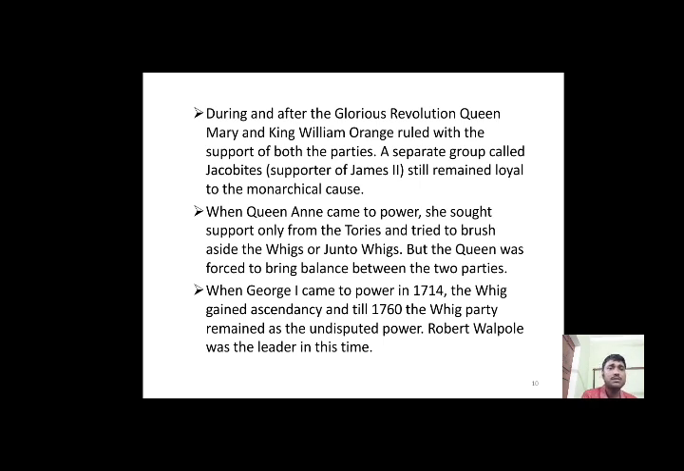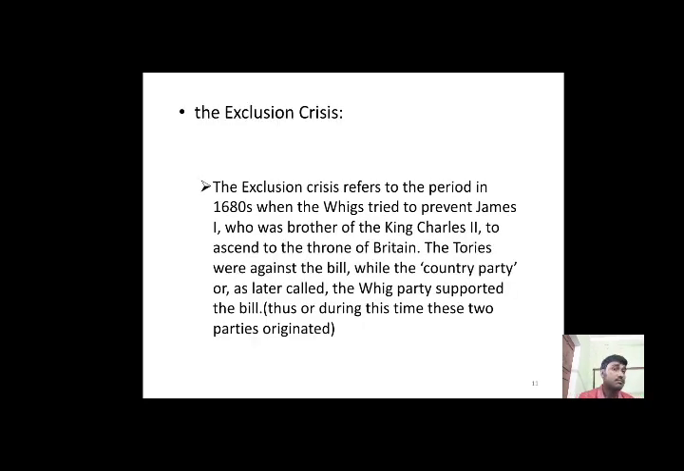Now, from 1714, when the Hanoverian dynasty came, the Whig party remained as the undisputed power, and Robert Walpole was the leader in this time. And I also think you need to know the exclusion crisis. This is not a major thing, but I think you should know what this is.